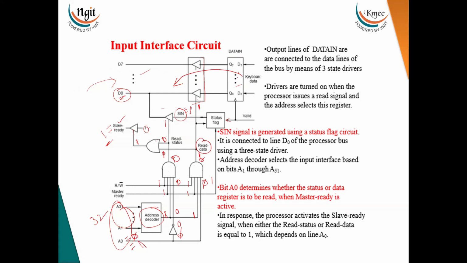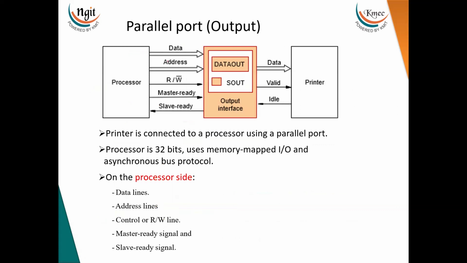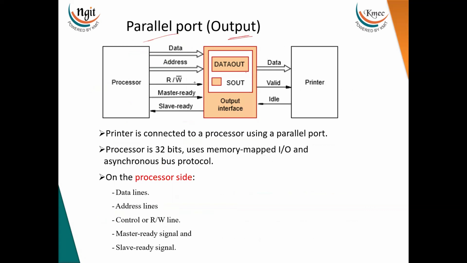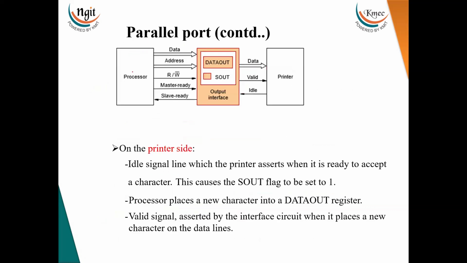Now this is the analysis of the circuit. Now for the parallel port, if an output device is connected, and the processor wants to send data to the output device, then what is the procedure? We will try to analyze. Here, this is a processor. If the processor wants to send data to the printer, and the printer wants to print the character, then first we will analyze the data transfer between the interface and the printer.